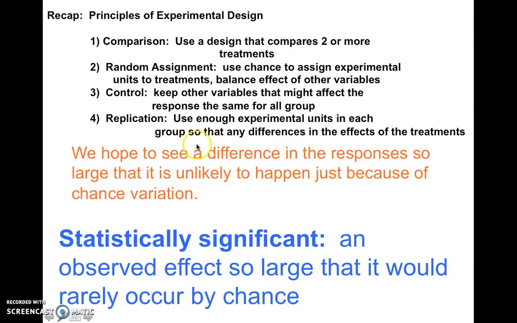explained. And so we hope to see a difference in the responses so large that it is unlikely to happen just because of chance variation. And when we have that, we have something called statistically significant. It's an observed effect so large that it would rarely occur by chance.